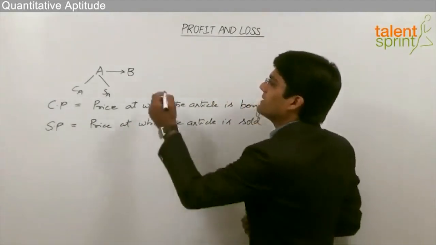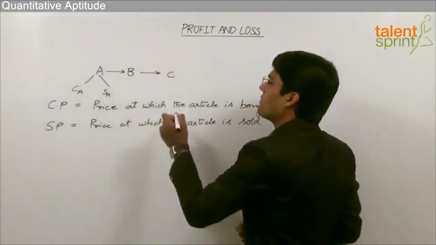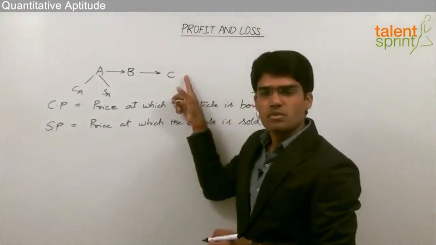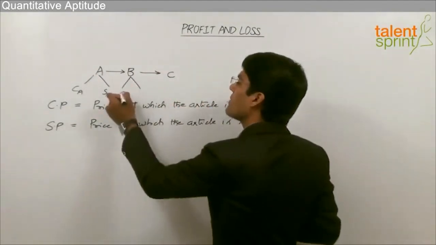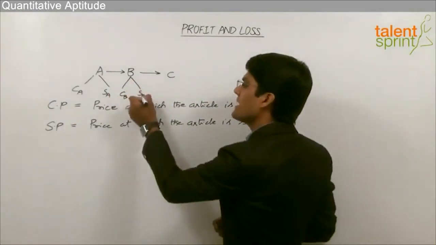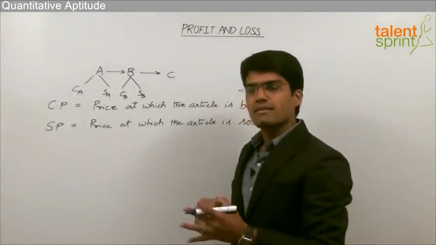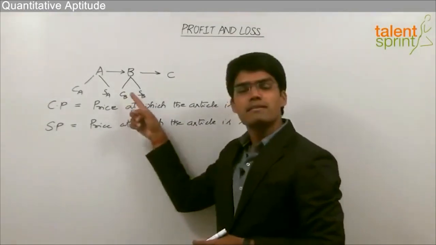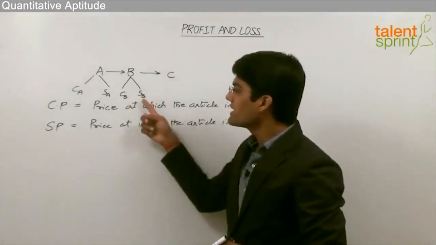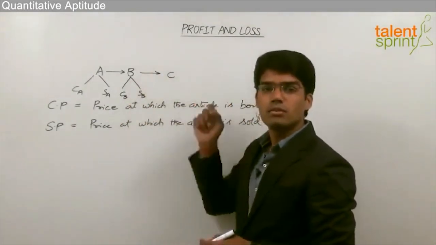Let us assume that there is one more person C. Now B buys the article from A and sells it to C. So again B will have one cost price, which we can take as CB, and one selling price, which can be taken as SB. Now as discussed earlier, the cost price of B is the price at which B bought the article from A, and the selling price is the price at which B will sell the article to C.